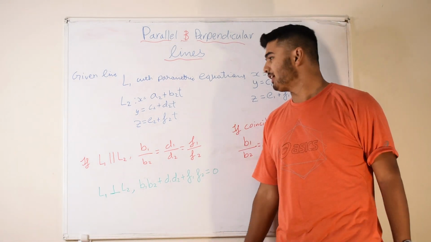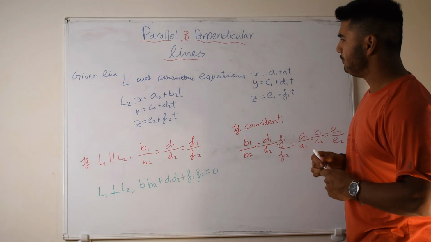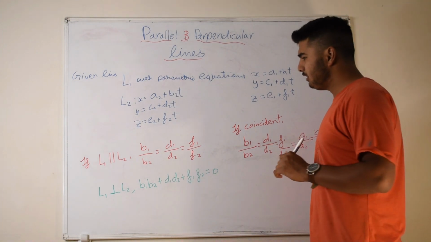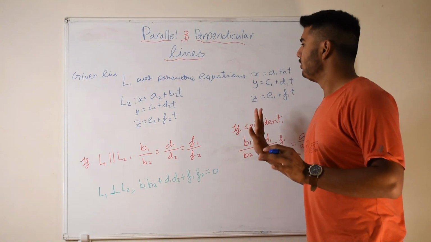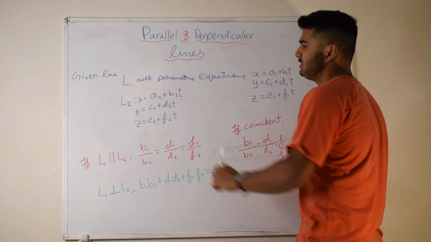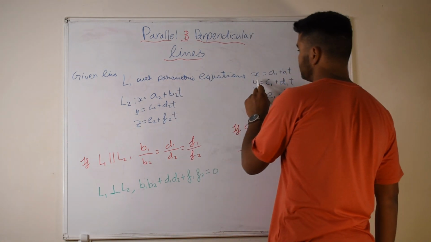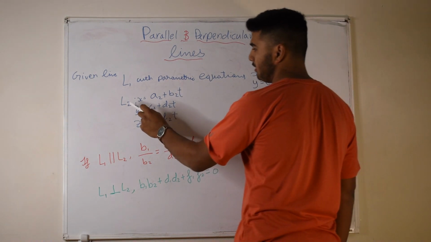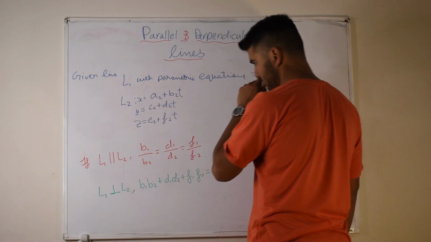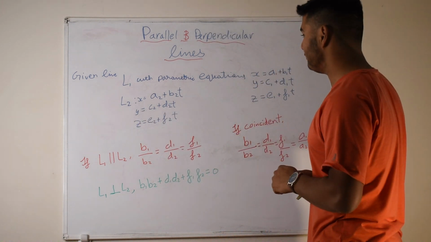What's going on, guys? In today's video we'll be talking about parallel and perpendicular lines. Before we look into any of the examples, let's try and understand the basics of the subtopic over here. It says given line L1 with parametric equations, these over here, and we've given L2 as well, L1 and L2 with their specific parametric equations.